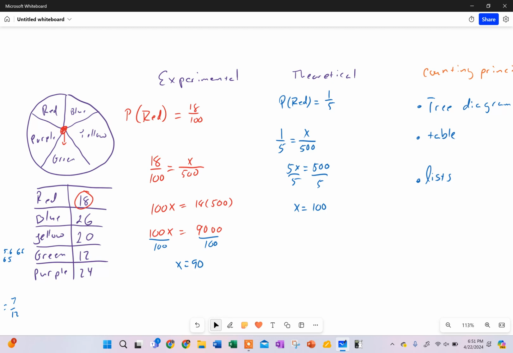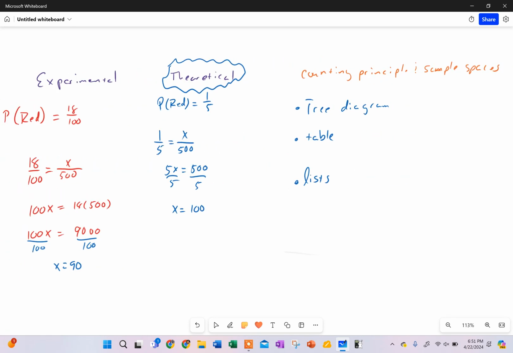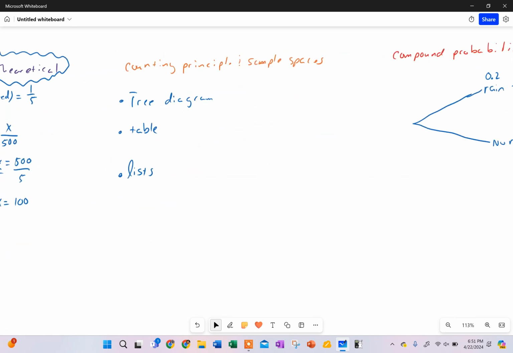Based on our experiment, we would expect it to come up 90 times. The theoretical is what should happen, and the experimental is what we think happened, or what we think based on our experiment. All right, the counting principle and sample spaces.